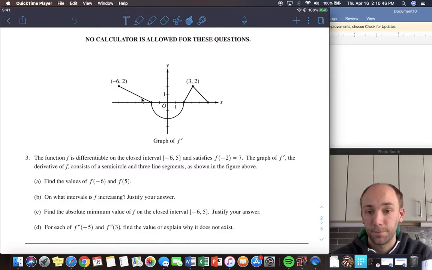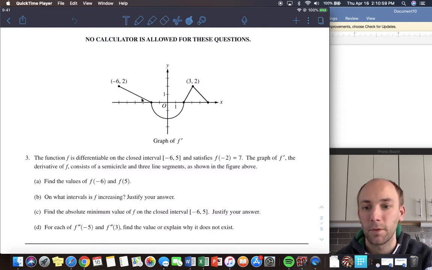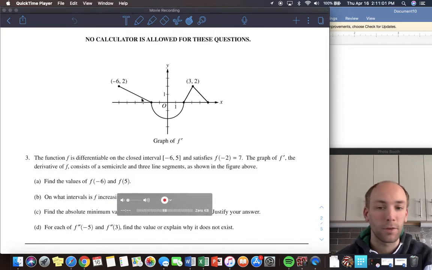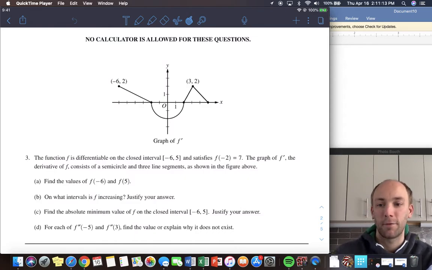The function f is differentiable on the closed interval -6 to 5 and satisfies f of -2 equals 7. The graph of f prime, the derivative of f, consists of a semicircle and 3 line segments as shown in the figure above. Find the values of f of -6 and f of 5 in part A. What do you think we're going to have to do in part A?